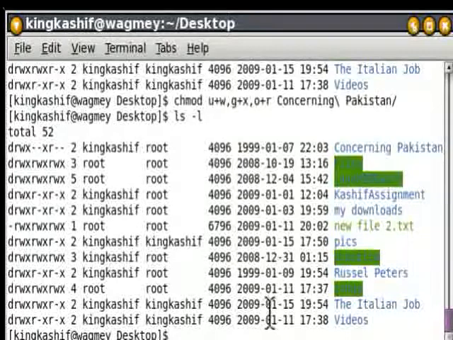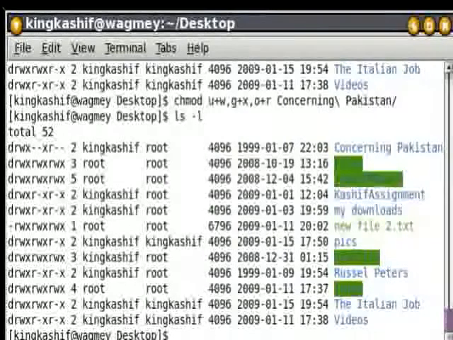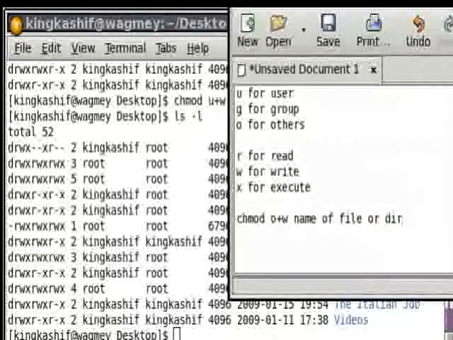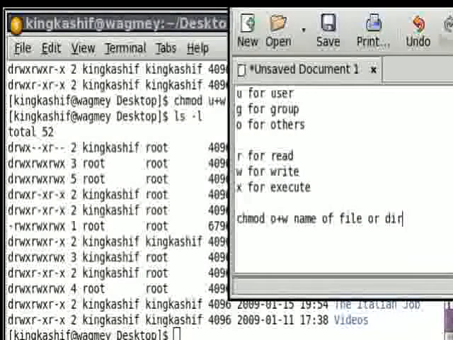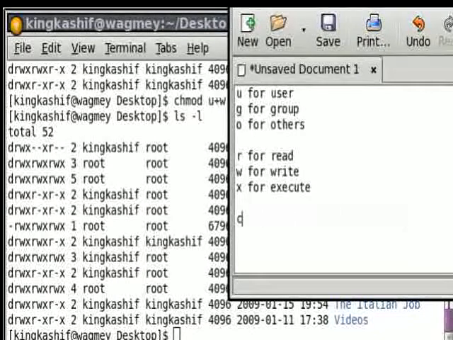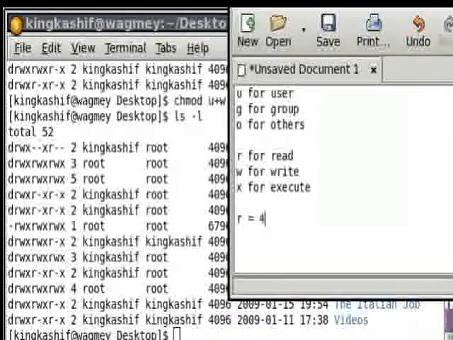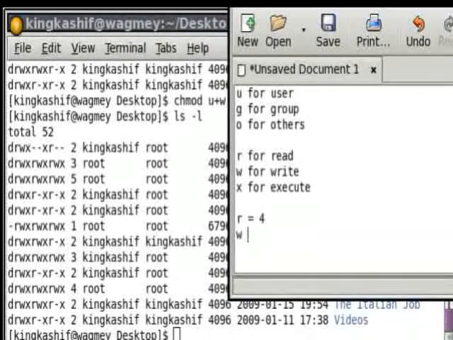Now, there is another way also for giving permission, and that is called numerical way. Let's discuss it. In numerical way, read or R is equal to 4, W is equal to 2, and X is equal to 1. So how does this work?